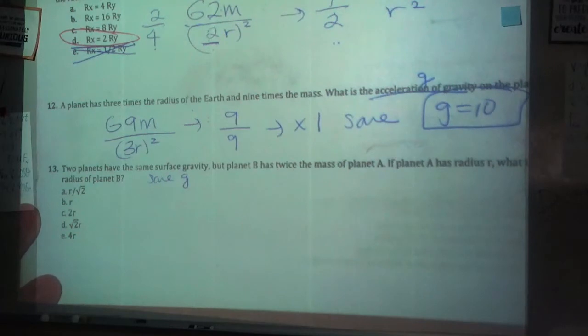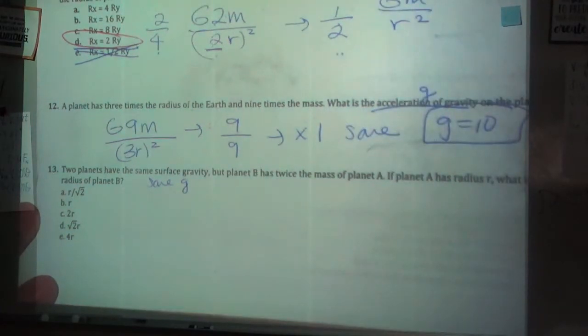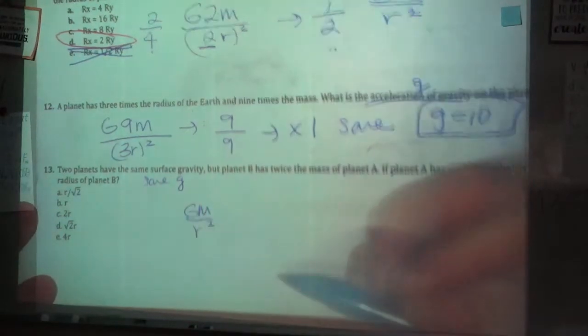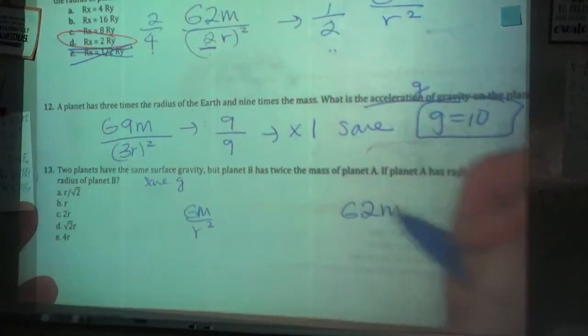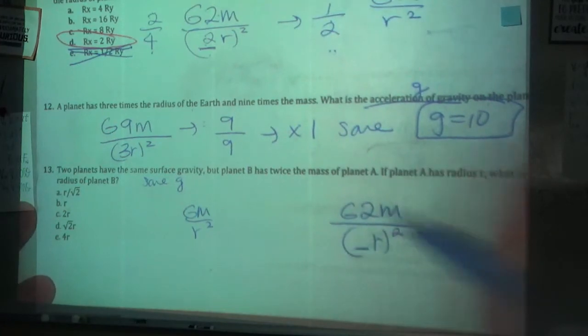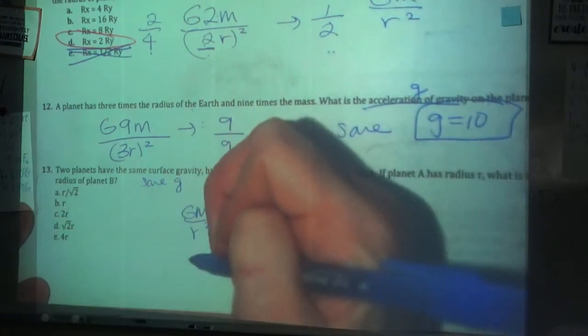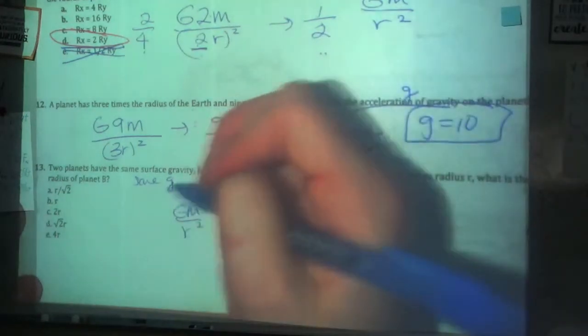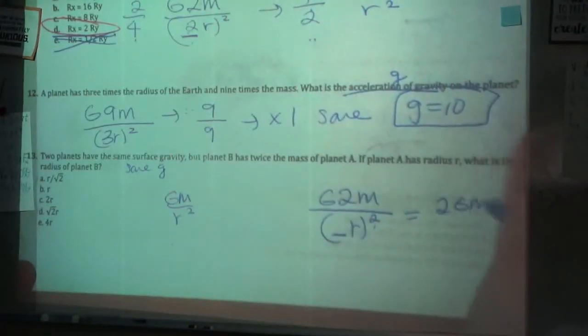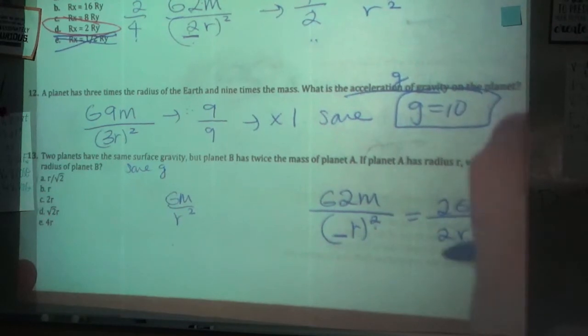Planet B has twice the mass of planet A. If planet A has a radius of r, what's the radius of planet B? So let's think about it: we have GM over r squared, and we have twice the mass. We're looking for how this radius would be affected in order to get the exact same thing back out, because it says they have the same little g, the same surface gravity. So you want 2GM over 2r squared, so that just cancels out.